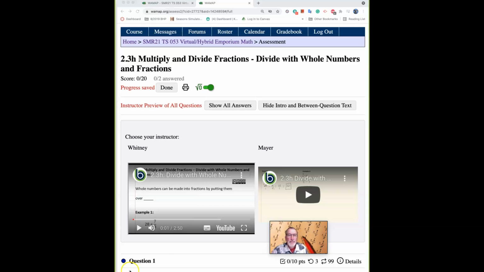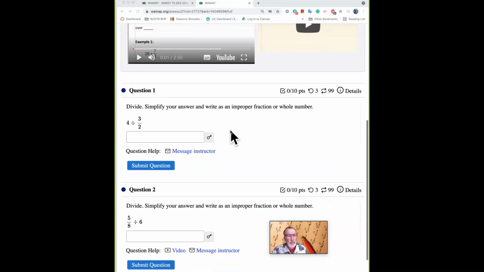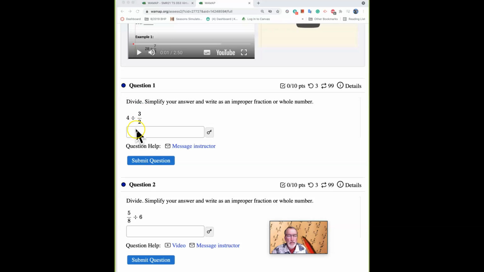Hello everybody. We're going to take a look at Unit 2.3H, which is the last of the 2.3 series, which is fractions. And we're going to look at how to divide fractions and whole numbers. All right, so the first one is 4 divided by 3 halves. And the second problem is 5/8 divided by 6. So we're going to divide a whole number by a fraction in the first one, and a fraction by a whole number in the second one.